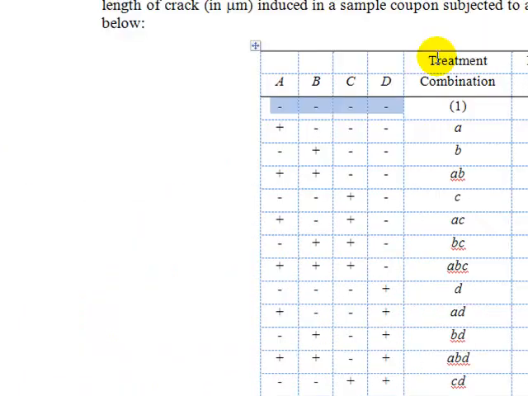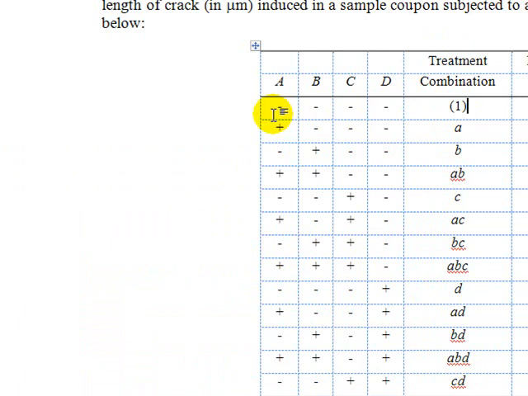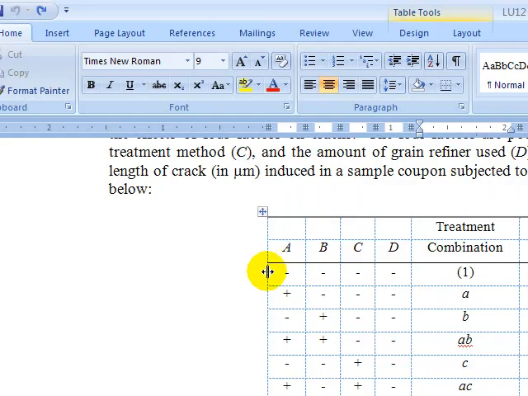Now, in this particular column, treatment combination, you can see that each particular combination of factor levels is represented by a unique letter. For example, low levels for all the factors is represented by this one in the bracket. Then in the next row we have the high level of factor A, indicated by a positive sign, and low levels of the remaining 3 factors.